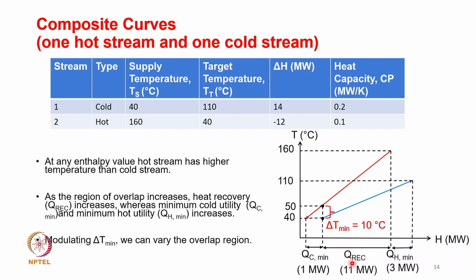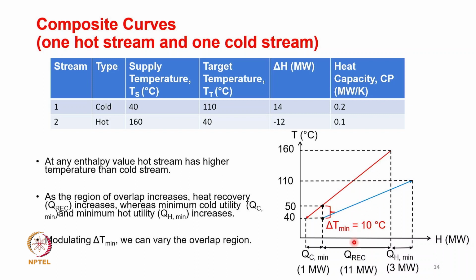So the heat recovery is QREC. You need to effect a heat transfer of 14 megawatt. Whenever there is a region of overlap is where you can have the heat transfer. So you could see that as the region of overlap increases, the heat recovery increases. And whatever is right here, the QH, is the region wherein your cold fluid extends beyond the hot fluid line, which is the minimum hot utility. And this side, where the hot fluid line extends beyond the cold fluid line, is known as the minimum cold utility.